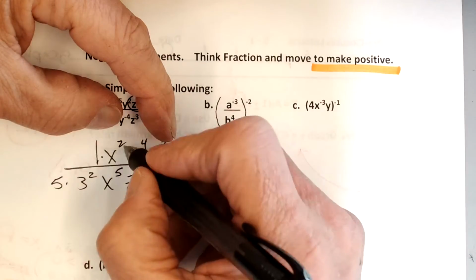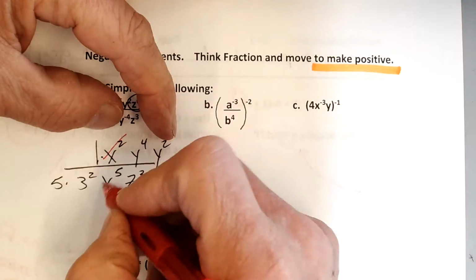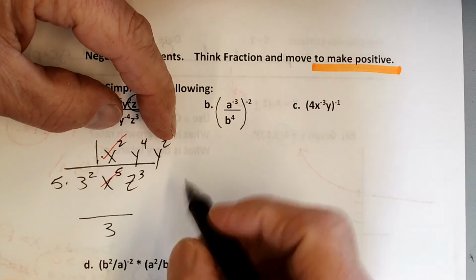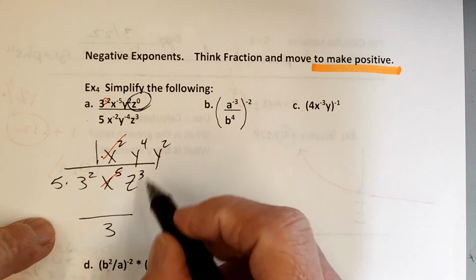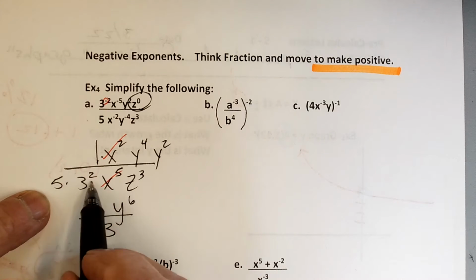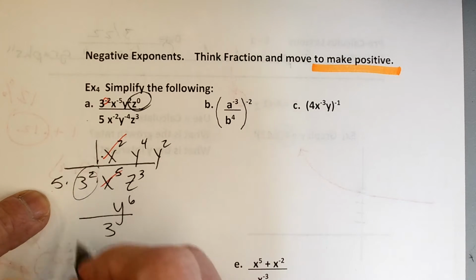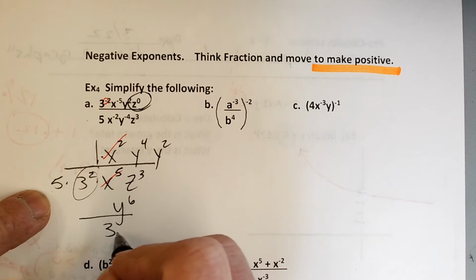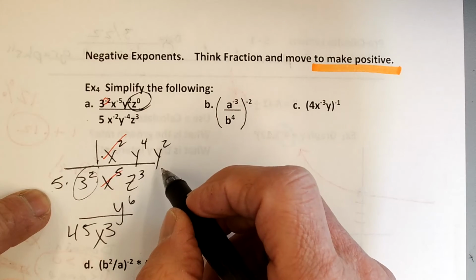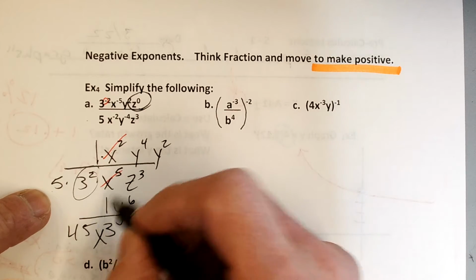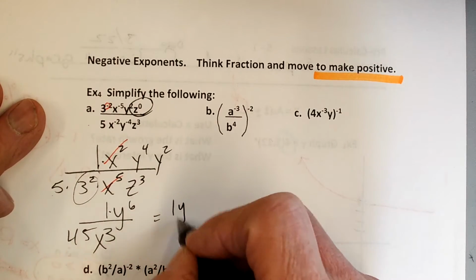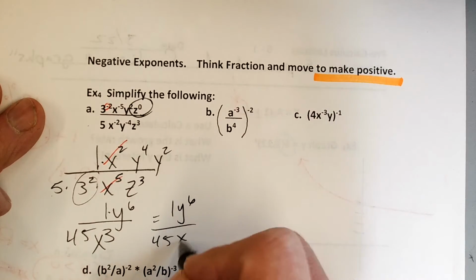Let's see. I can cancel 2 of these x's. We'll cancel 2 of these. So I can make this an x to the 3rd, right? This will make a y to the 6th. This is 5 times 9. You guys okay with 9? 5 times 9 is 45. Oops, that's a y. Oh, that's an x to the 3rd. That's a 45. And I have this 1. I don't really need the 1, but there's the 1. Okay, let's see what I have. I've got a mess, but I should have a 1y to the 6th over 45x to the 3rd. Okay?